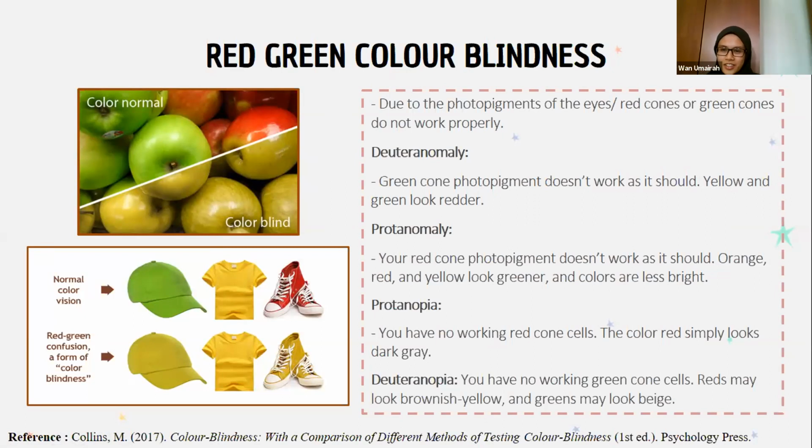Okay, I think for the type, the patient may have deuteranopia, which is no working green cone cells. So the red apple looks brownish yellow and the greens may look beige, I think. That's all. Okay, thank you. Yep, good answer. That's correct.